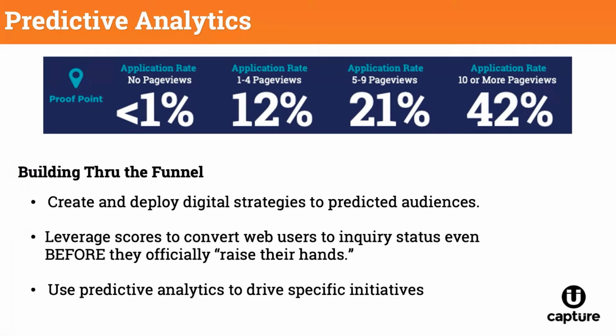We can also, at the very top of the funnel, leverage the score in order to create an inquiry for someone who hasn't yet raised their hand. So in the case of the student that I showed before, they visited so many pages, they've done so much, they're acting like an inquiry, but they haven't done the traditional hand raising. Then we have the ability to bring that student forward into an inquiry pool and deploy more communication assets to them.